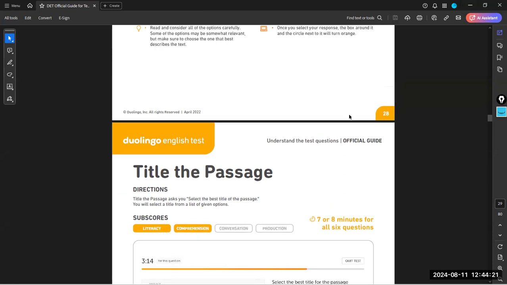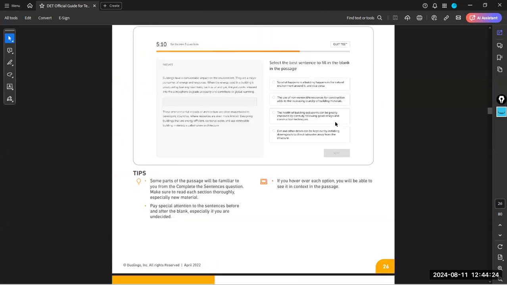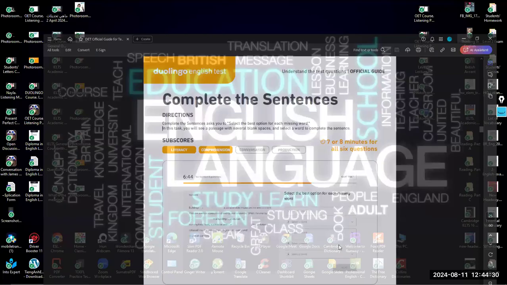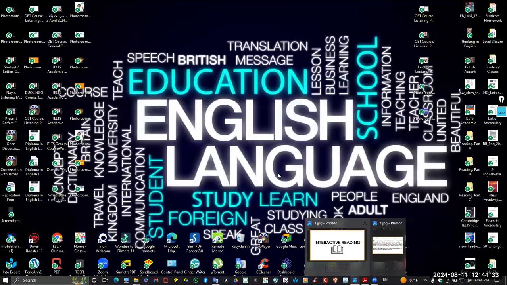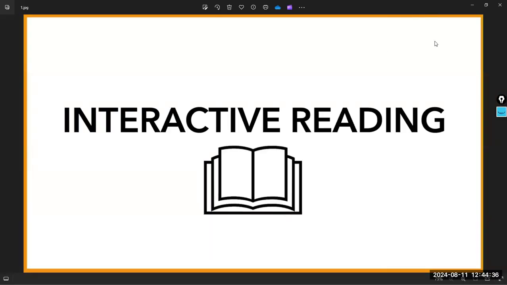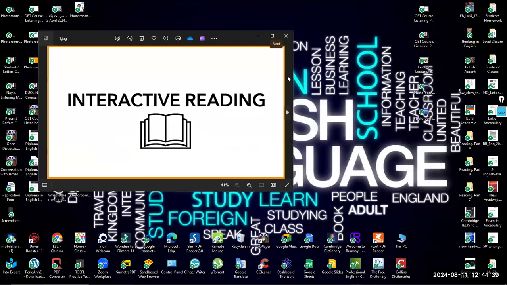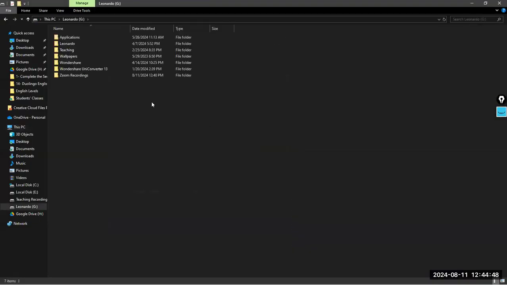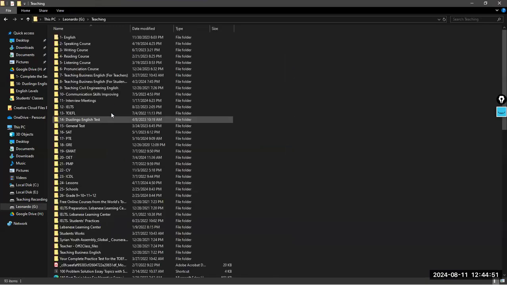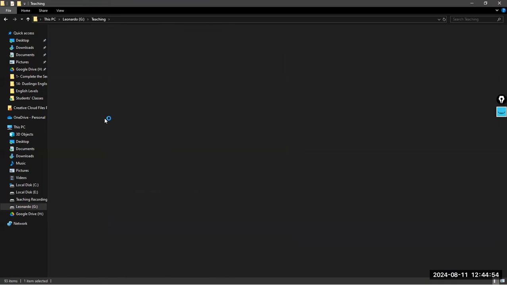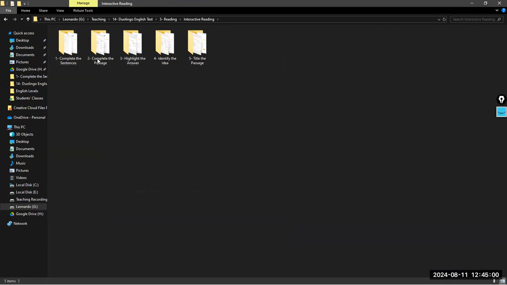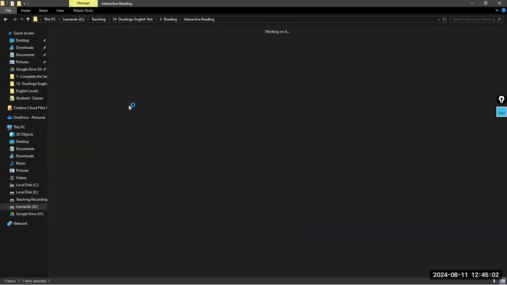So I think we have to start with the first module, which is complete the sentences. So let me show you the directions and absolutely the tips before we start practicing this module. So let me open this file and let me start discussing the first module of the interactive reading, which is complete the sentences. So this is interactive reading, and this is the first module, which is complete the sentences. Okay.